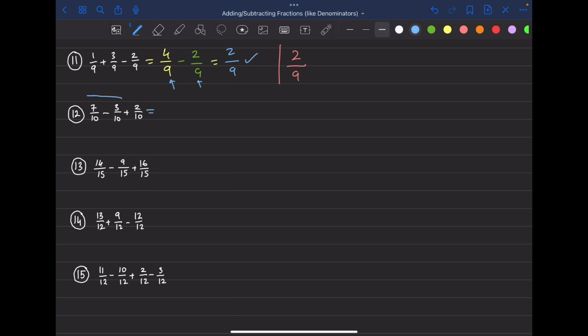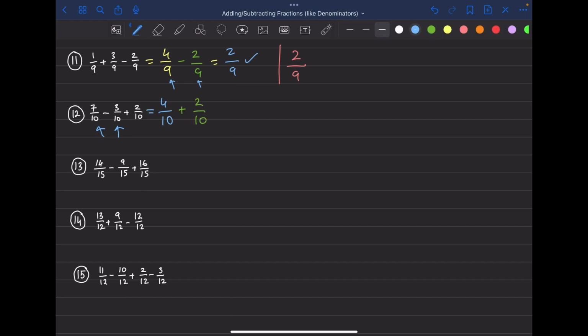So first, let's do the first 2 fractions. Since they both have a denominator of 10, our answer is going to have a denominator of 10. And then 7 minus 3 is 4. And then we can copy paste this to our answer, so plus 2 over 10.